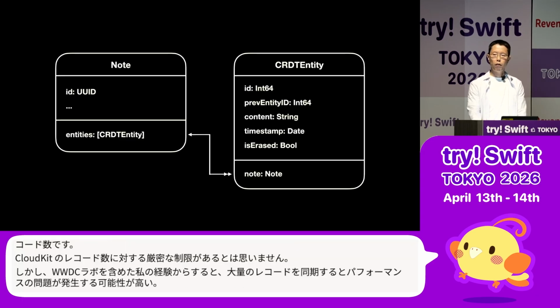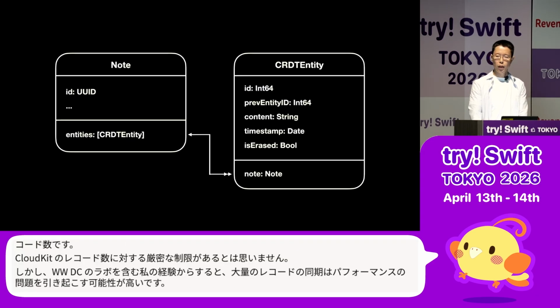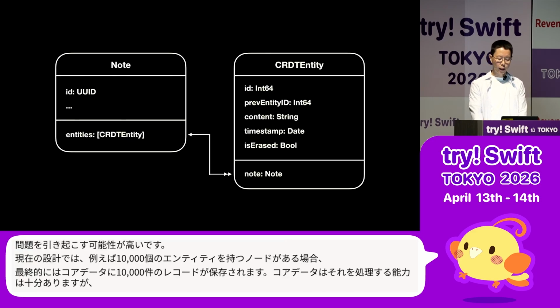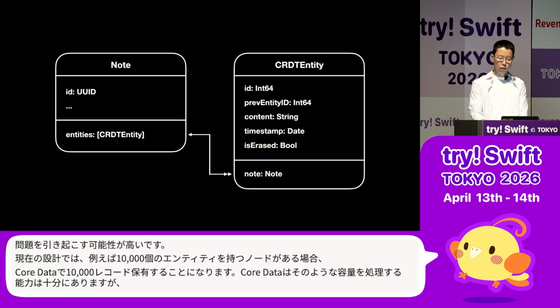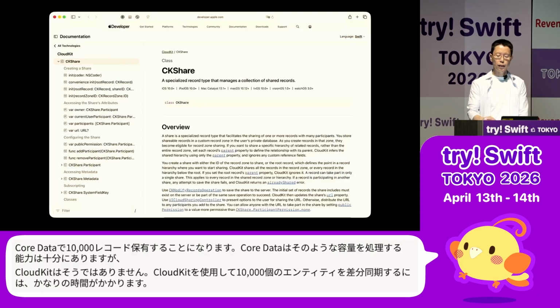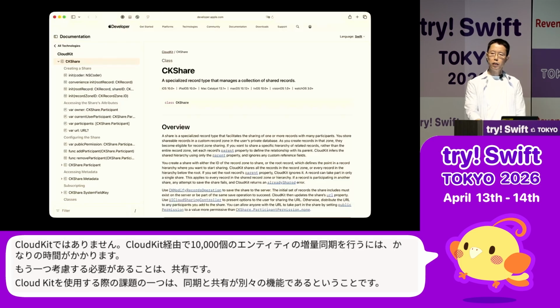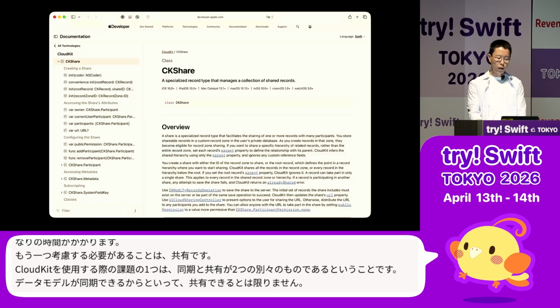With the current design, if you have a node with 10,000 entities, for example, you will end up with 10,000 records in Core Data. And while Core Data is more than capable of handling that, CloudKit is not. Delta syncing 10,000 entities via CloudKit will take a considerable amount of time. There's another thing we need to consider, which is sharing. One of the challenges of using CloudKit is that syncing and sharing are two separate things. Just because your data model can sync doesn't mean it can be shared. To make your data model shareable, you have to have proper parent-child relationships between your records.